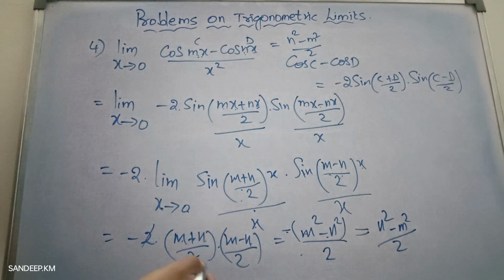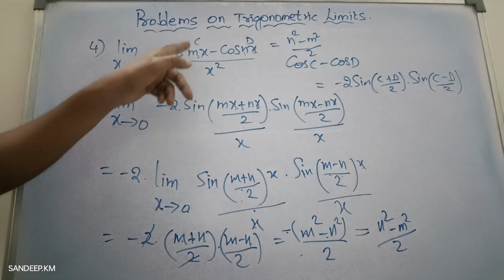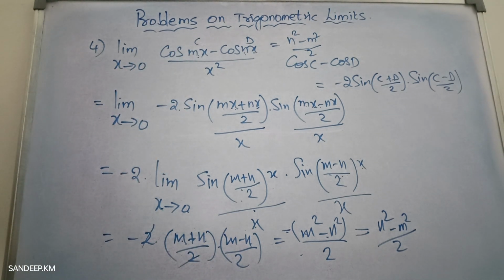I did all these steps just because in direct substitution you are getting 0 by 0 form. You can check it. Okay. We'll go with the next question.